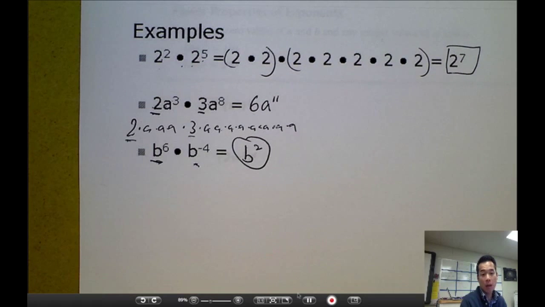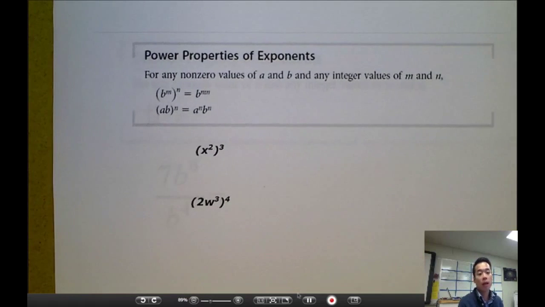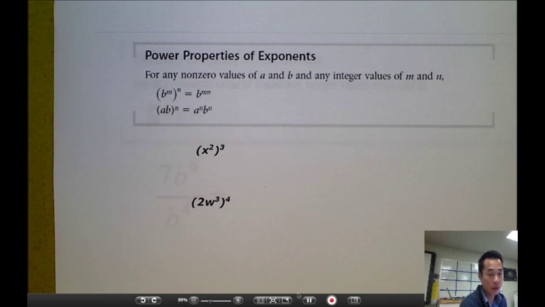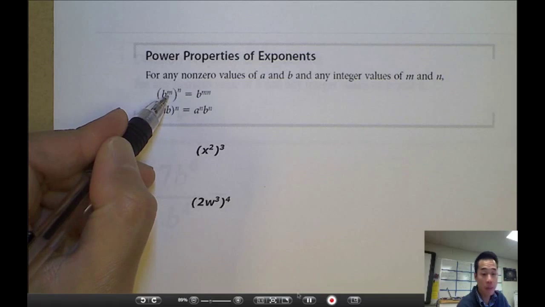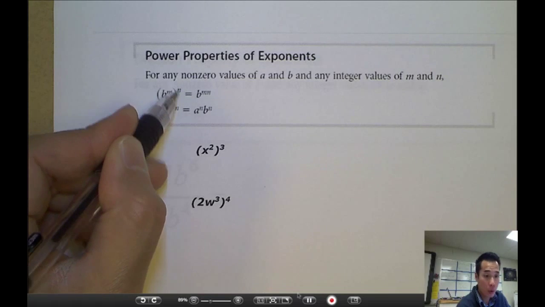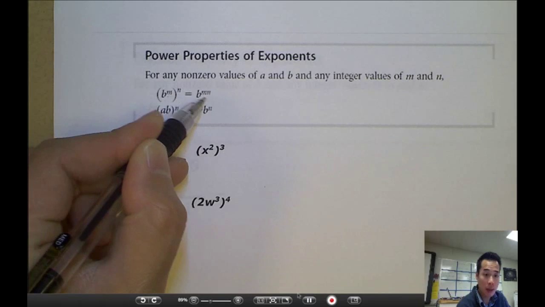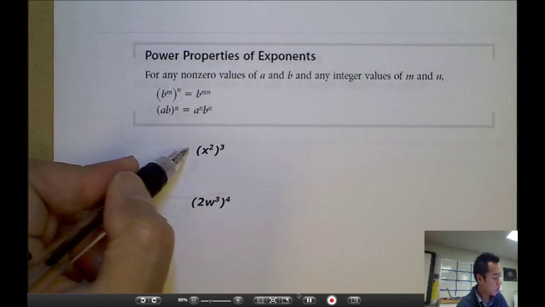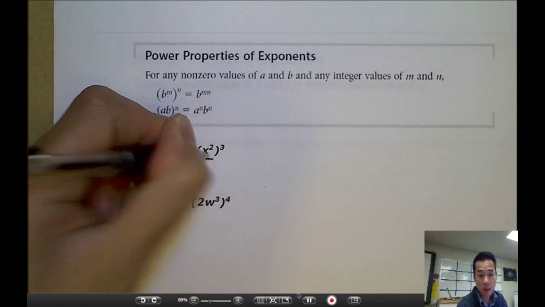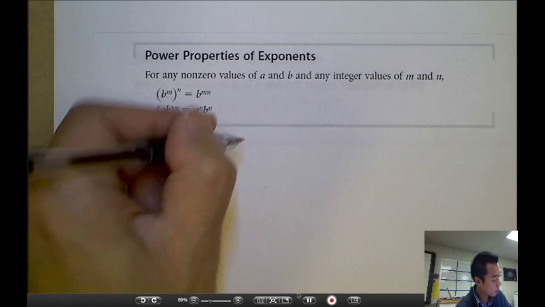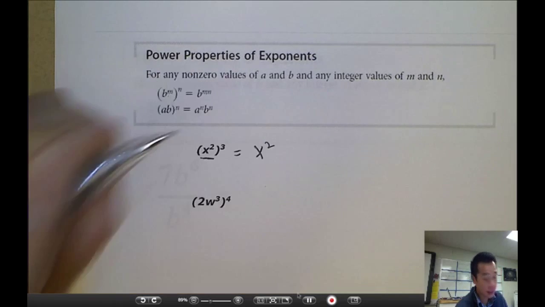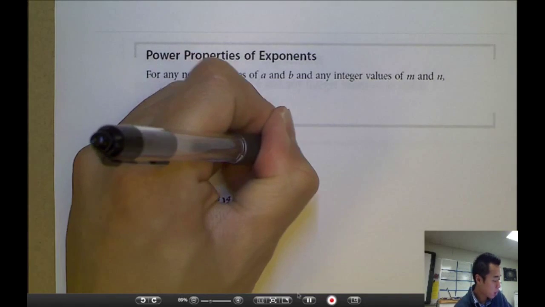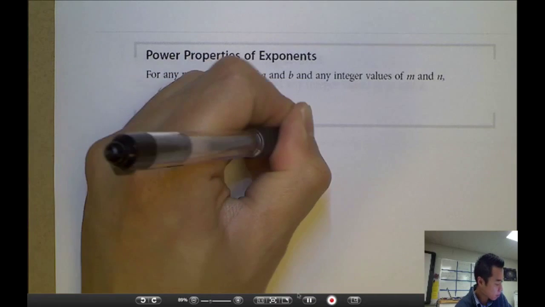Okay, and that's when you're multiplying exponents with the same base. Next, we have something called the power properties of exponents. We call it kind of like the re-raising. Okay, you have b to the m, that whole thing to the nth power. You would multiply the two. So an example of this would be, this is saying x squared to the third power. I'm going to expand that, x squared, that's only 1, multiplied by itself 3 times.